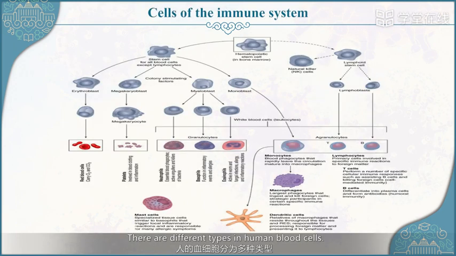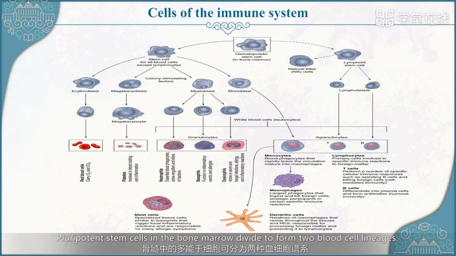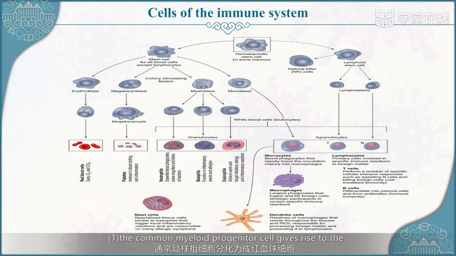There are different types of human blood cells. Pluripotent stem cells in the bone marrow divide to form two blood cell lineages. First, the common myeloid progenitor cell gives rise to the erythroblast that produces erythrocytes, megakaryocytes that produce platelets, an unknown precursor that gives rise to mast cells, the granulocytes, and monocytes that give rise to dendritic cells and the macrophages.